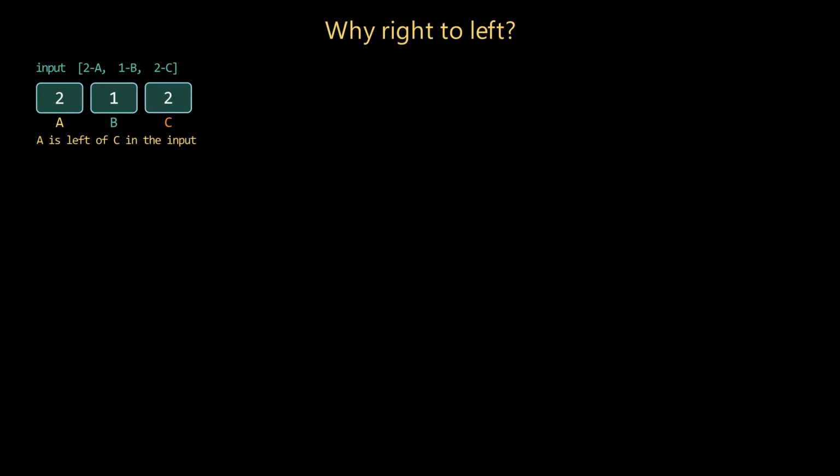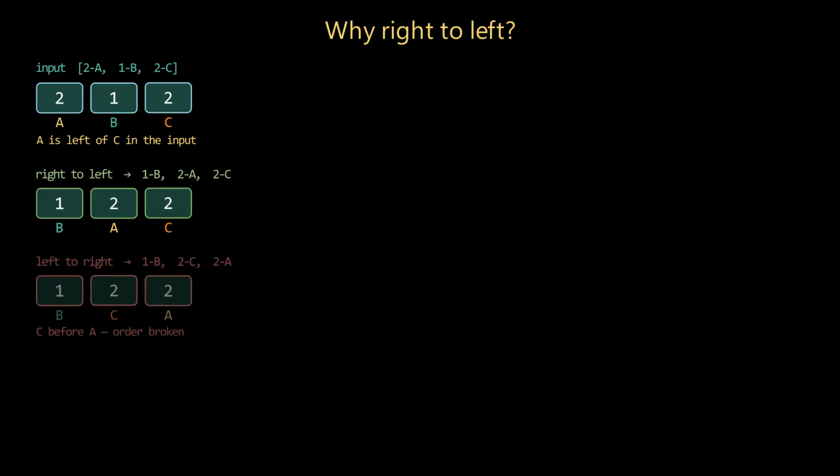Tiny example, input is 2A, 1, 2C. In the input, A comes before C. Place right to left, output is 1B, 2A, 2C. The 2's stay A then C, still in order. Place left to right, output is 1B, 2C, 2A. C jumped ahead of A, same numbers, wrong order.